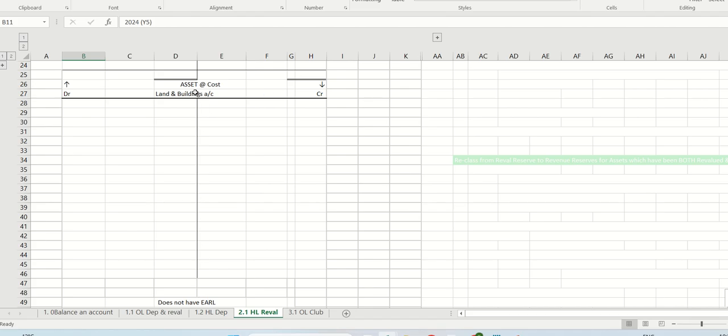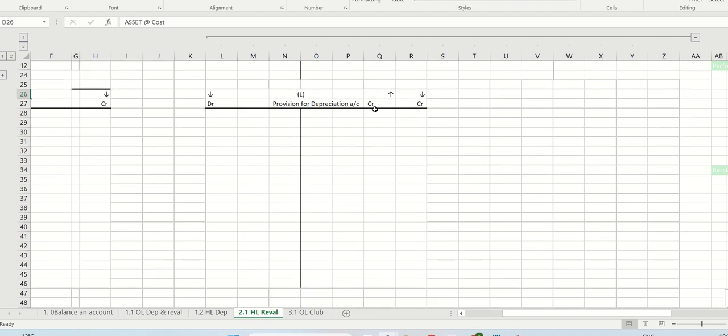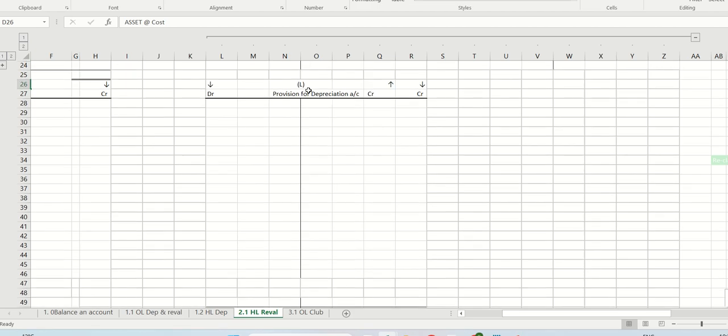Draw your T account, label it land and buildings, put in your signposts for an asset: debit to increase, credit to decrease. Remind yourself that the asset account is always at cost. So cost, cost, cost. No depreciation going in here. Okay, on the top left-hand side of the next page, on the right-hand page, you're going to have your provision for depreciation T account. Again, you need 20 lines for this. Provision for depreciation, it's a liability account.